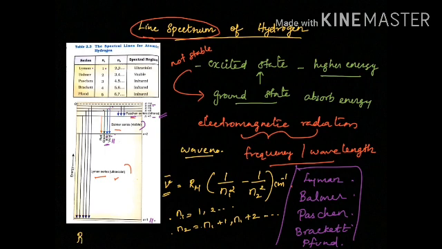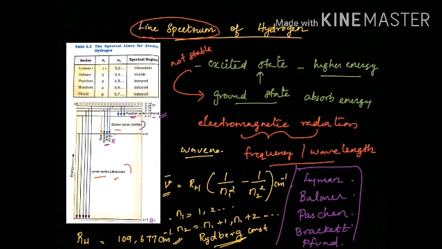And what is this Rydberg constant RH? The Rydberg constant RH is a constant. The value is 109,677 centimeter inverse. This is a constant value. We call it the Rydberg constant for the hydrogen atom. So this is what the line spectrum of hydrogen is. The spectral lines of hydrogen are divided into separate series. These are the things that you need to remember about the line spectrum of hydrogen.